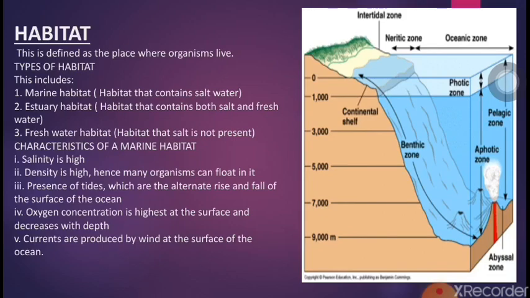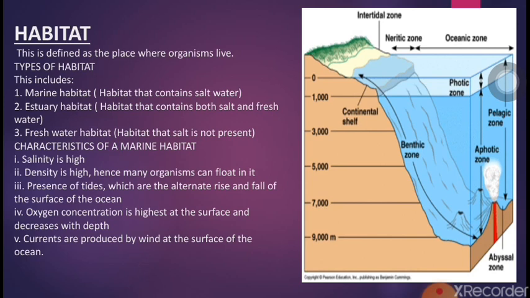Then we have here the topic called habitat. This is defined as the place where organisms live. And we have two types of habitat: marine habitats and terrestrial habitats. Although we do have arboreal habitat, it is classified under terrestrial habitat. But here we're talking about marine habitat, estuary habitat, and freshwater habitat, which are from aquatic habitat.